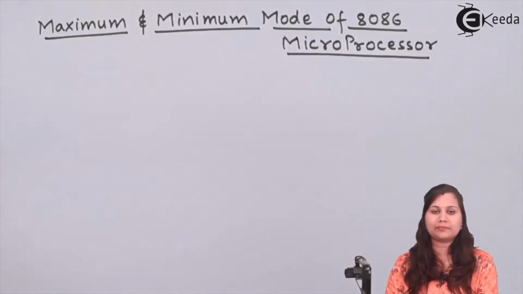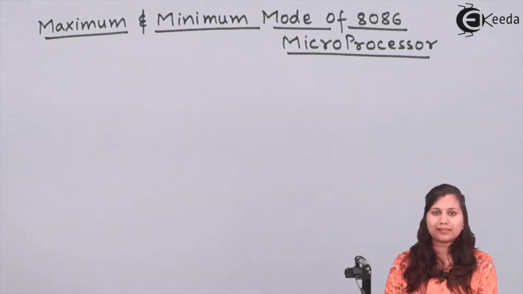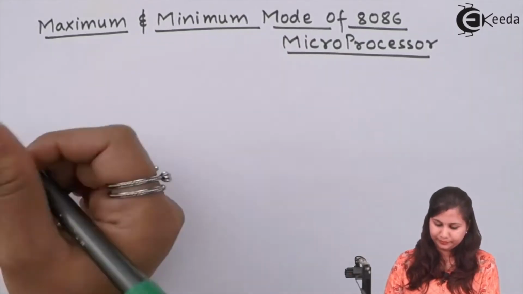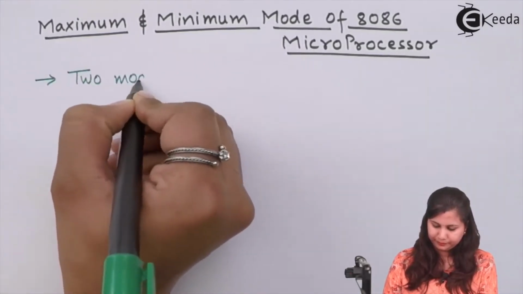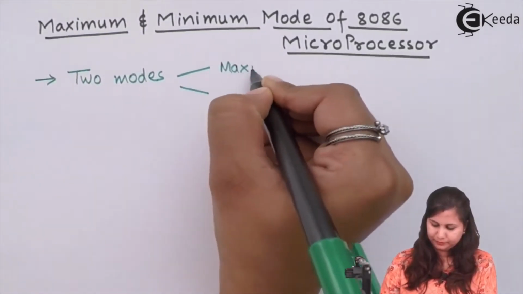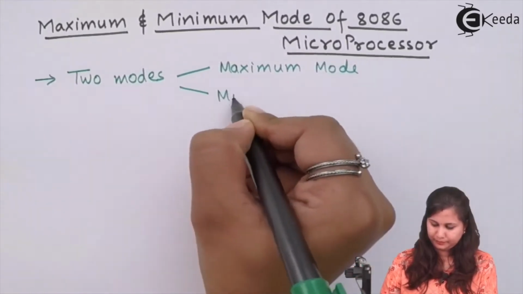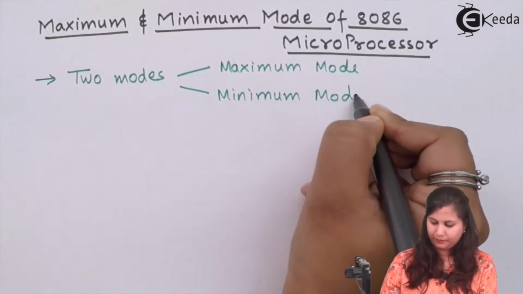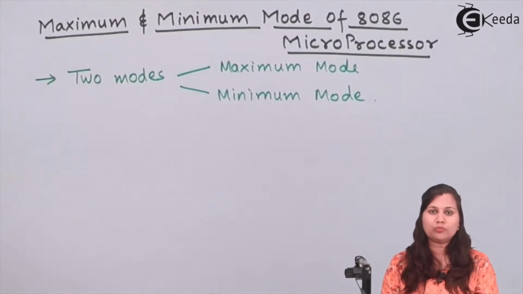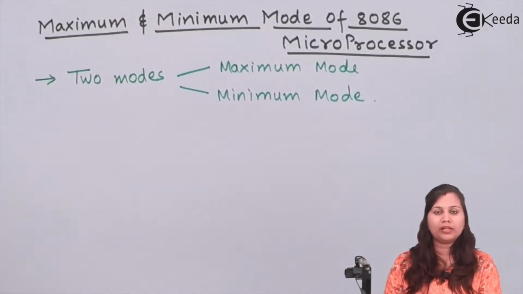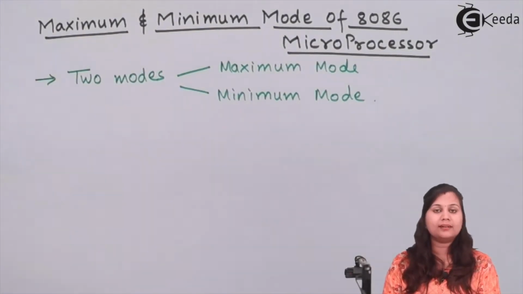The 8086 microprocessor can operate in two different modes. One is the maximum mode and the other is the minimum mode. The difference between the two modes is that in the minimum mode, there is only a single processor in the system, whereas in the maximum mode, there are more than one microprocessors in the system.